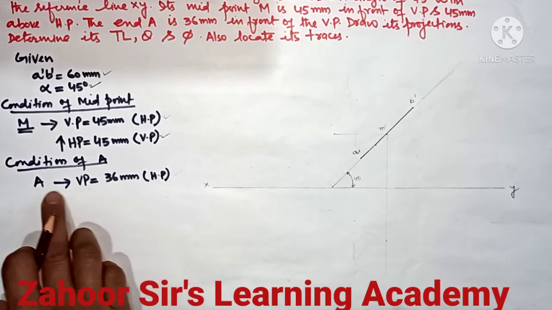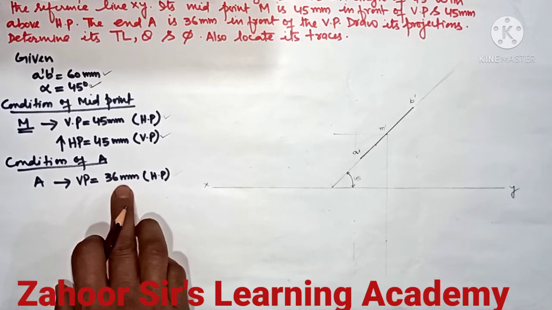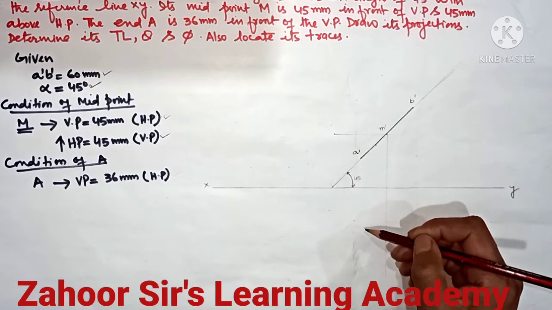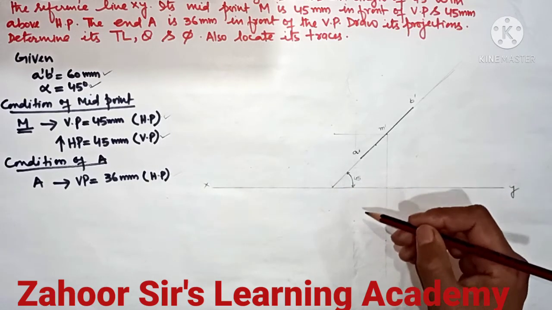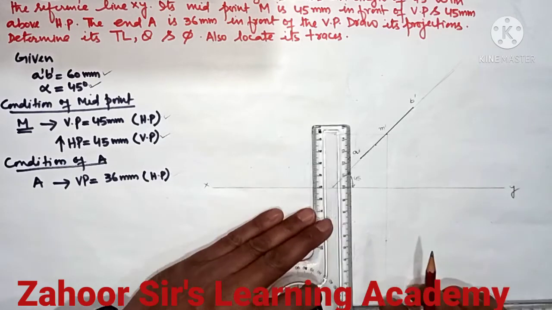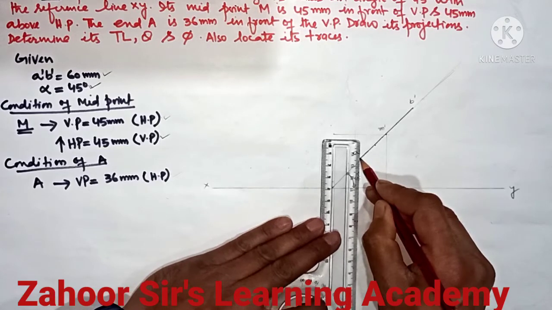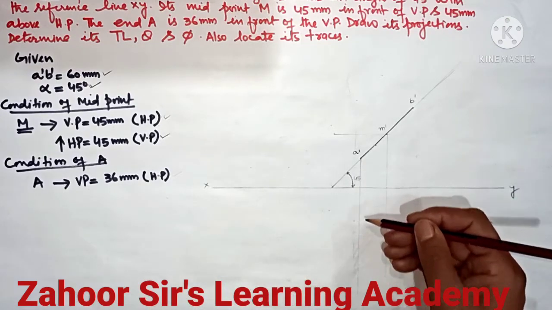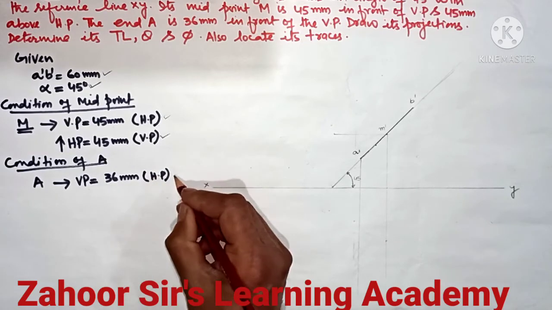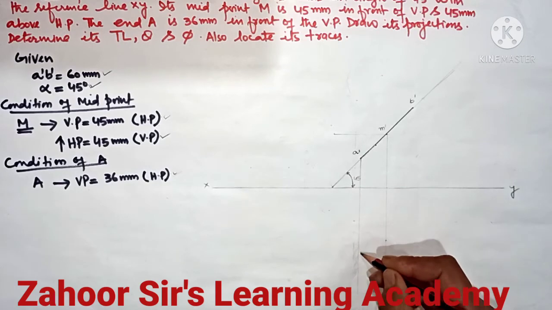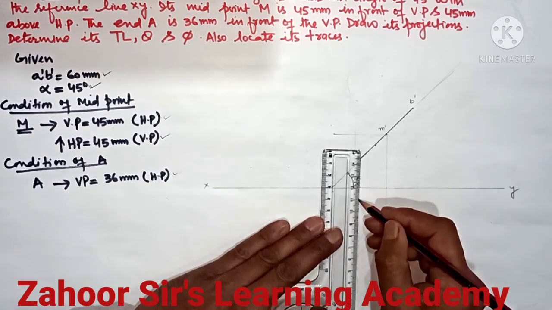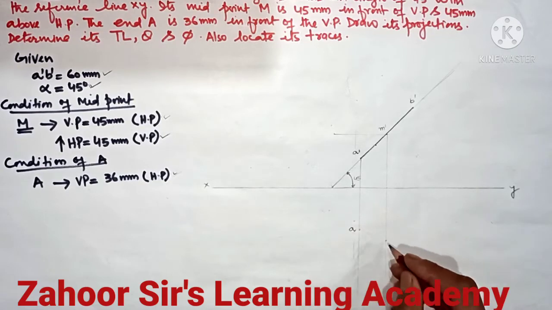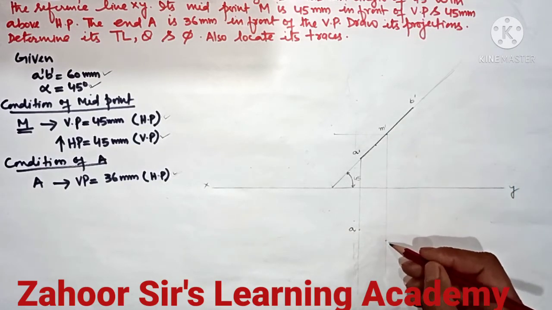Now there is one more condition. The point A is in front of VP 36 mm. So this is end A. So what you know till now, the end projectors of front view and the top view meet with a vertical line. So that means if I drop a vertical line from A prime, the A of the top view lies on this line. How much? 36 mm. So I have to measure from this point 36 mm on this line. So that means 10, 20, 30 and this is 36. So this point is my A, and this point which has come from the projector of the midpoint, this is my M.